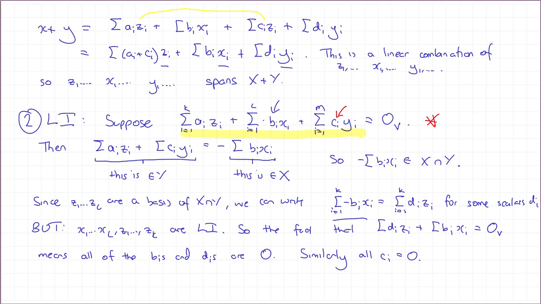So finally, if we call this star, because all the b's and the c's we know to be zero, it just says that the sum of the aizi's is equal to the zero vector. But the zi's were a basis for x intersect y. In particular, they are linearly independent. So if they're linearly independent, then all the ai's must be equal to zero. We have shown the b's are zero, the c's are zero, and the a's are zero. So we've finished, and we've proved that our sequence really is linearly independent. And it's therefore a basis of x plus y.